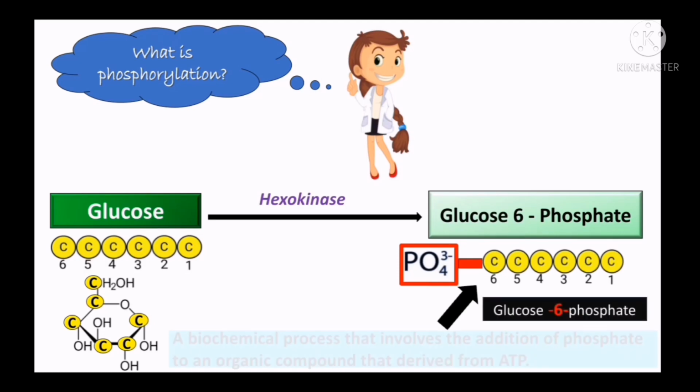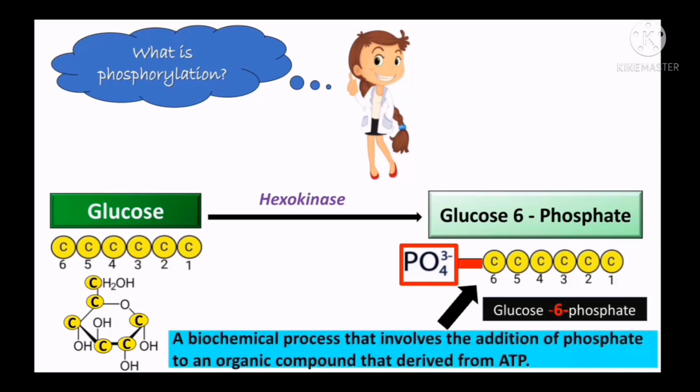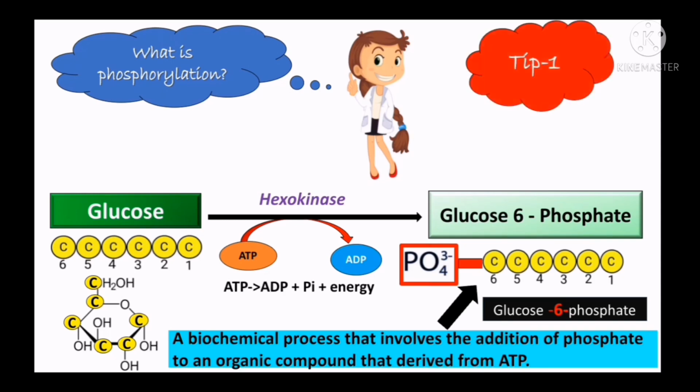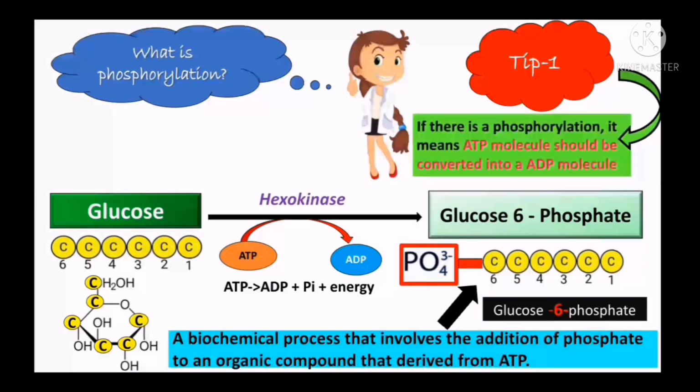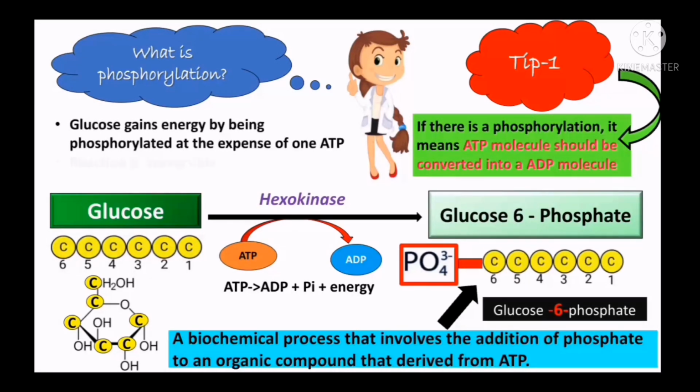Phosphorylation is a biochemical process that involves the addition of phosphate, derived from ATP, to an organic compound. So, my important tip number 1 is, if there is phosphorylation, it means an ATP molecule should be converted into an ADP molecule, because glucose gains energy by being phosphorylated at the expense of one ATP. The most important fact is, this reaction is irreversible.